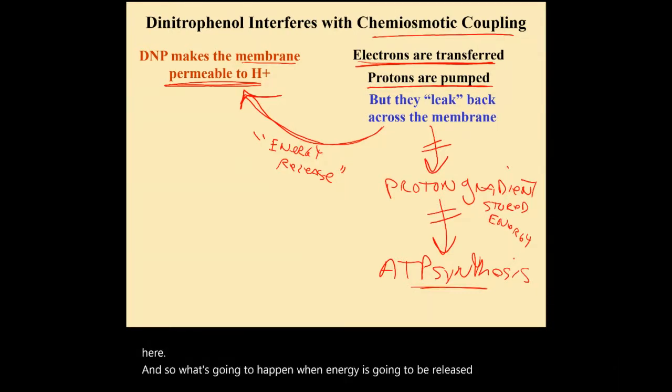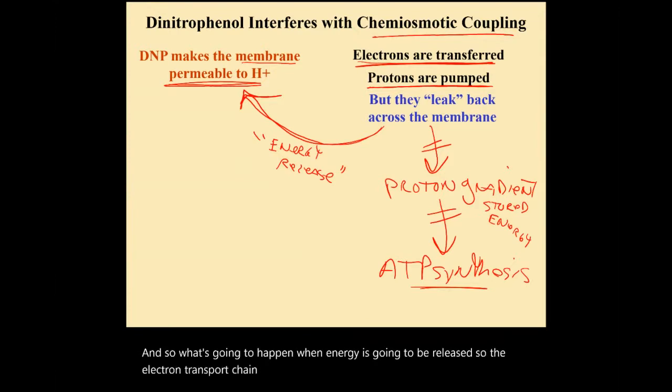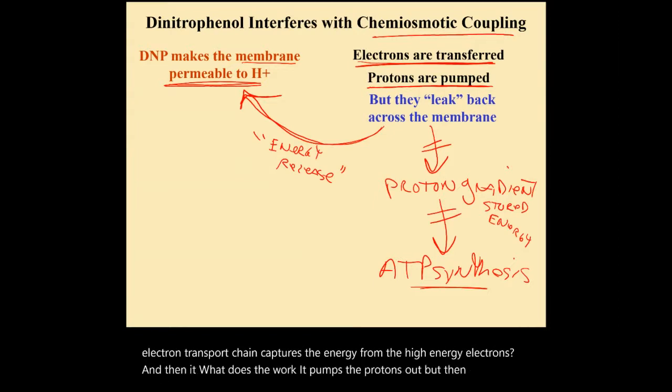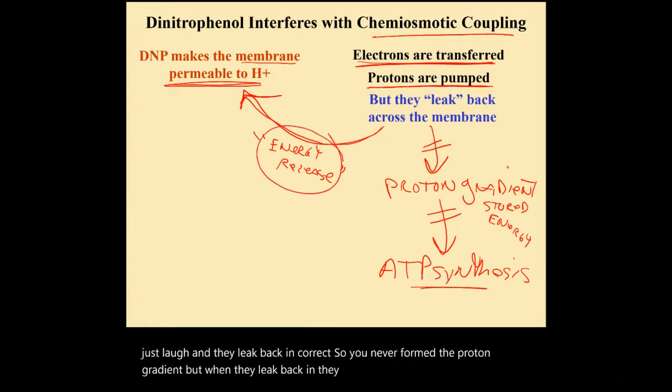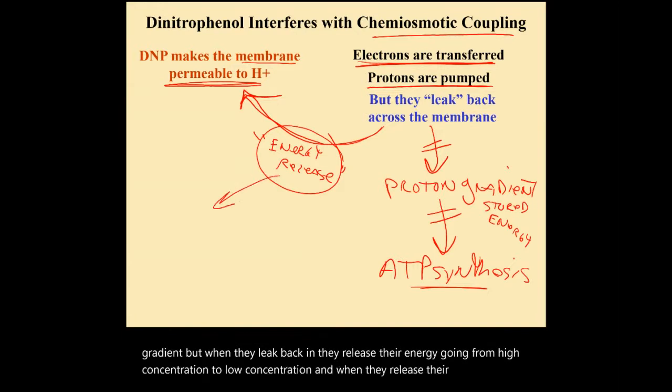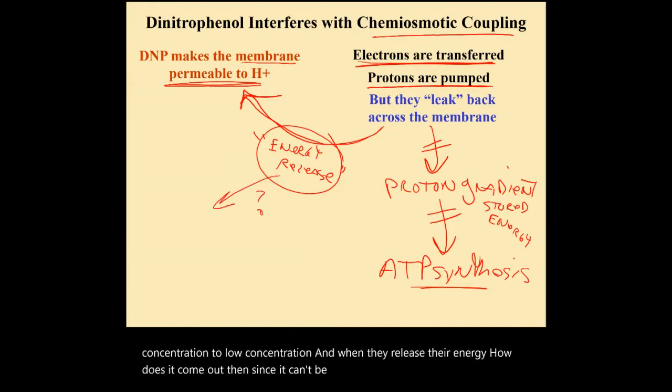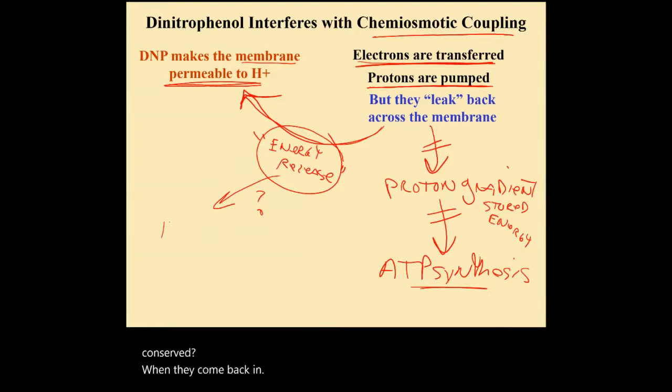And so what's going to happen when energy is released? The electron transport chain captures the energy from the high energy electrons, and then it does the work, it pumps the protons out, but then the protons just laugh and leak back in, correct? So you never form the proton gradient. But when they leak back in, they release their energy going from high concentration to low concentration. And when they release their energy, how does it come out, since it can't be conserved? What happens to the energy if it can't be conserved? It's released as heat, wasted.